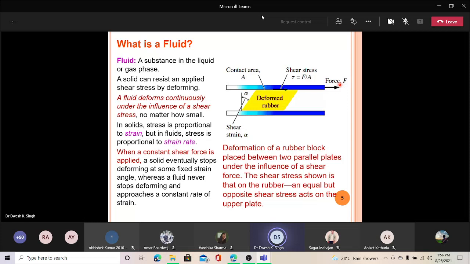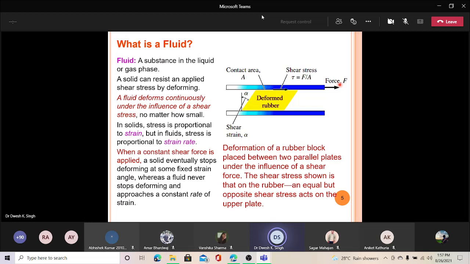I hope all of you are aware of the shear force: a force which is parallel to the surface. You can also call it a tangential force, which is tangent to the surface. Shear force is shown here, so on the rubber an equal and opposite shear stress will act on the upper plate. That is the concept of how this deformation comes into the picture.